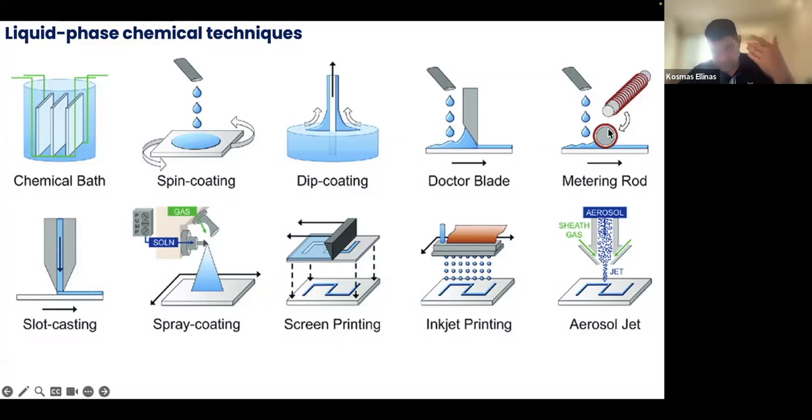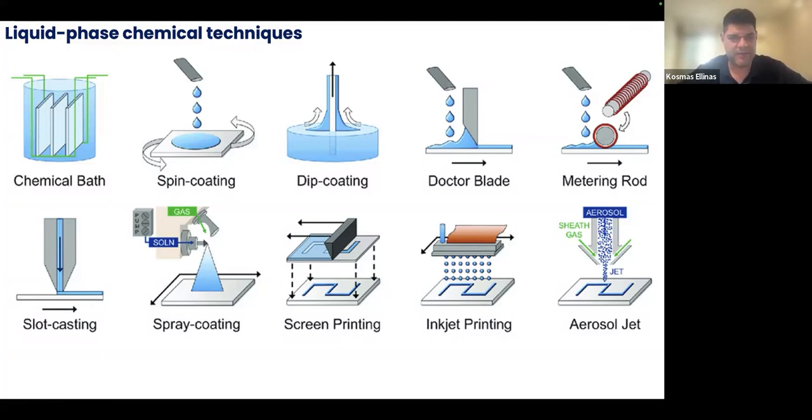Another type of mechanical extraction of the excessive film is metering rod. We have slot casting, spray coating, screen printing, inkjet printing, which is also used for printing applications, and of course aerosol. So using these techniques, even with no equipment at all, with simple things, you can really pattern surfaces, you can functionalize surfaces. So these kind of techniques have been widely used to create a wide range of patterned surfaces.